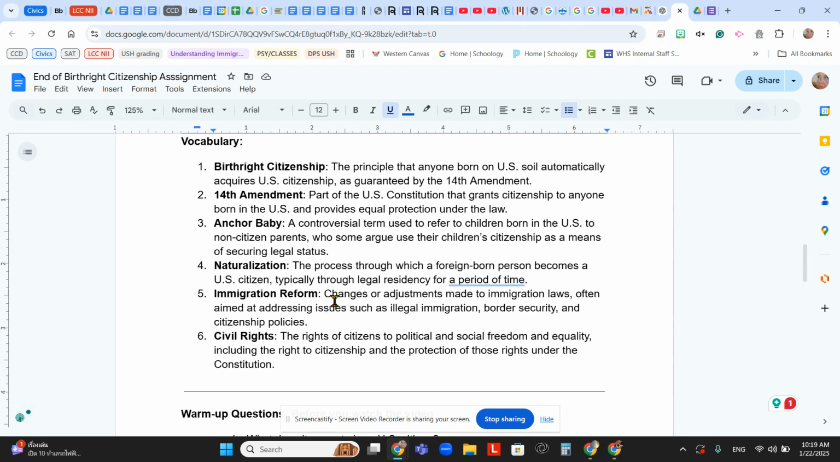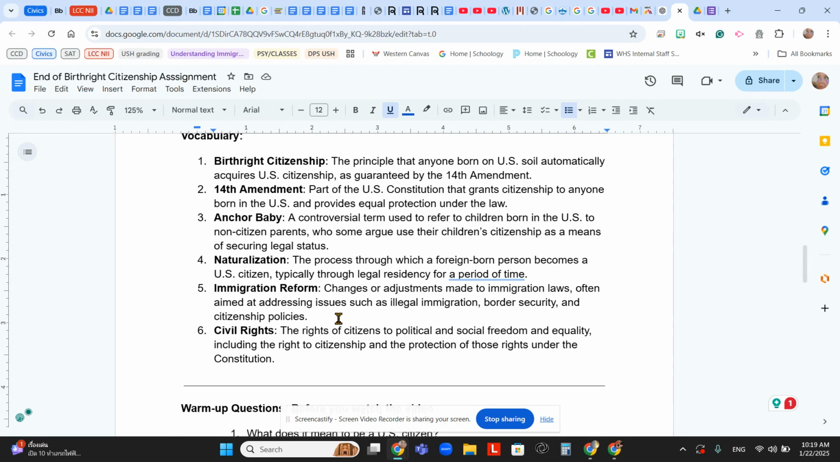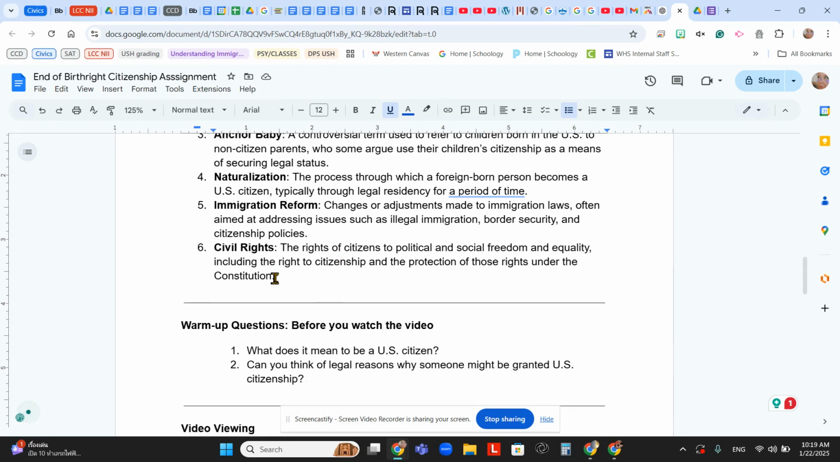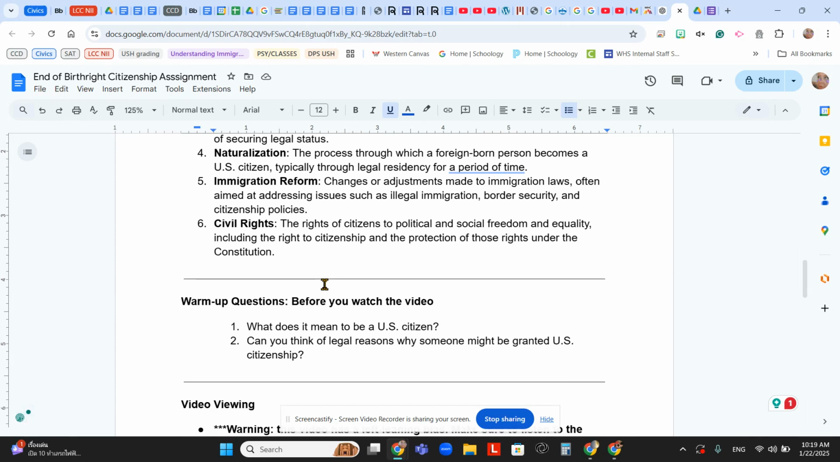Immigration reform are changes or adjustments made to immigration laws, often aimed at addressing issues such as illegal immigration, border security, and citizenship policies. And then, of course, civil rights, the rights of citizens to political and social freedom of equality, including the right to citizenship and the protection of those rights under the Constitution.